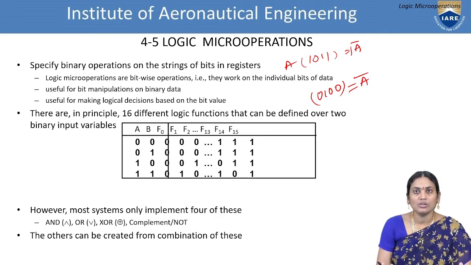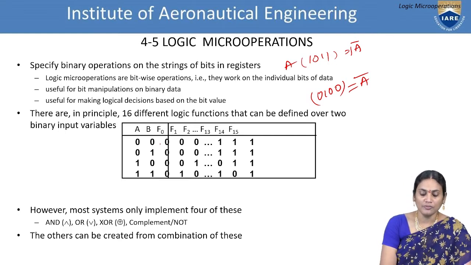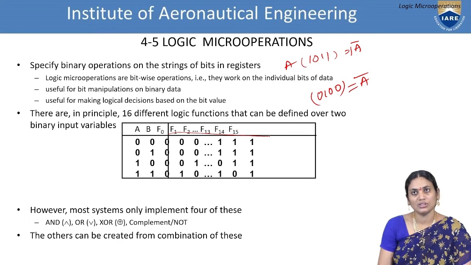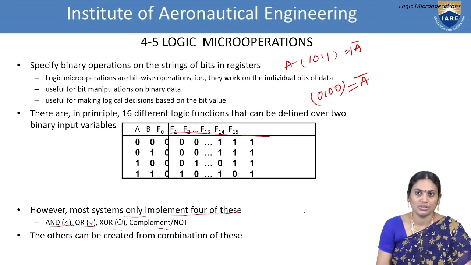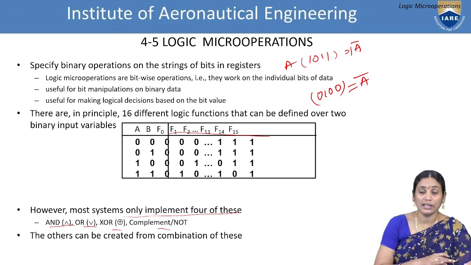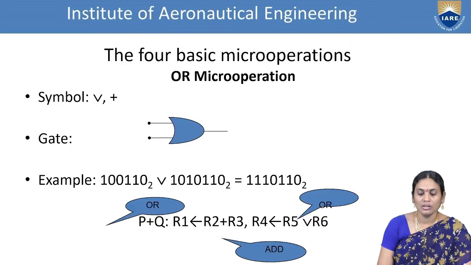We have two different binary variables, and based on these two binary variables, we perform 16 logic operations on the corresponding data set. The most important and most implemented logic operations are AND, OR, XOR and complement. These are the basic four operations. There are many combinations created by combining these four logic gates. So, the first example we have is the OR operation.